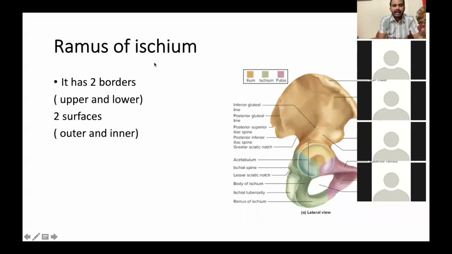Then coming to the ramus. This ramus of ischium is this one. Yes or no? Yes, sir. The ramus of ischium has two borders, an upper border and a lower border, and two surfaces, an outer surface and an inner surface. This is the upper border, this is the lower border, this is the outer surface, this is the inner surface. Is it clear? Yes, sir.